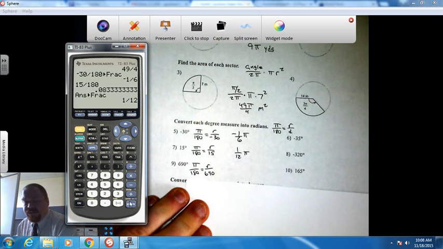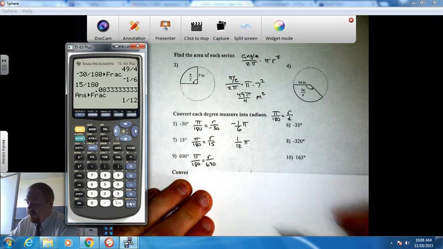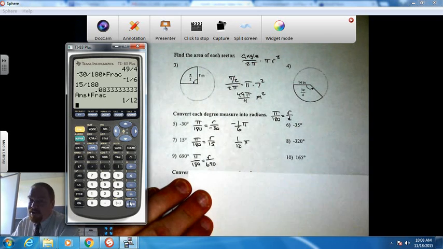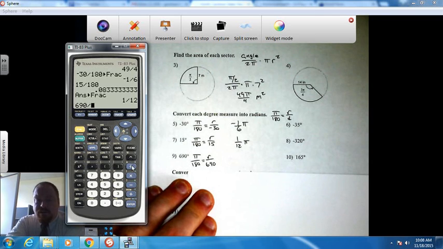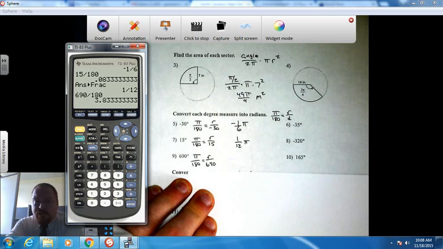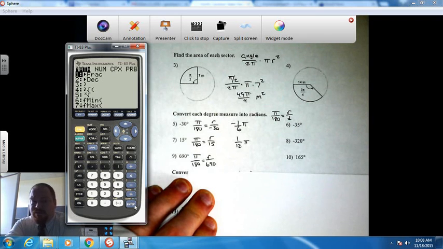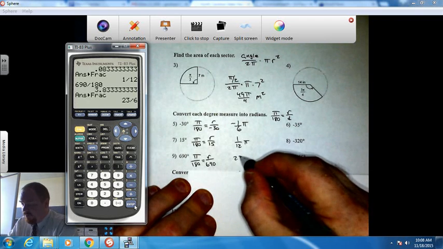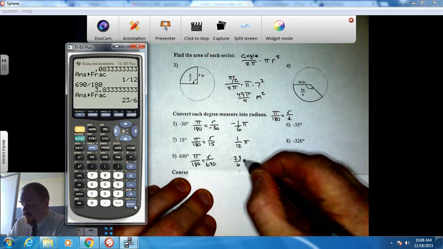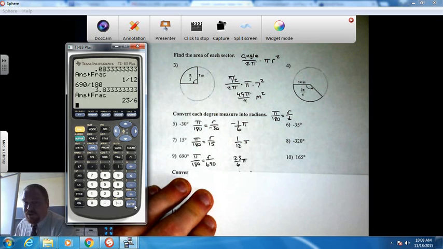Now the last question in that section. 690 times pi, then divided by 180. So 690 divided by 180. Convert that to a fraction. We get 23/6. And these are radians, so they do not have a symbol with them.